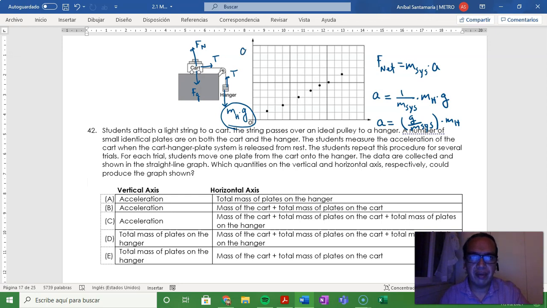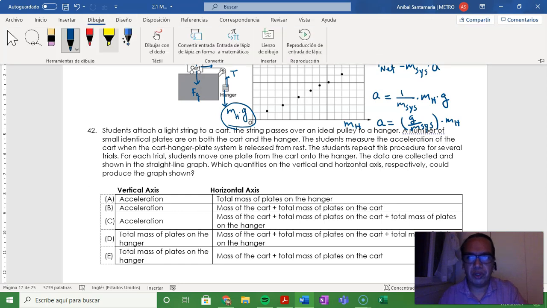So you could have the acceleration on the vertical axis and the mass on the hanger on the horizontal axis. And that is option A.